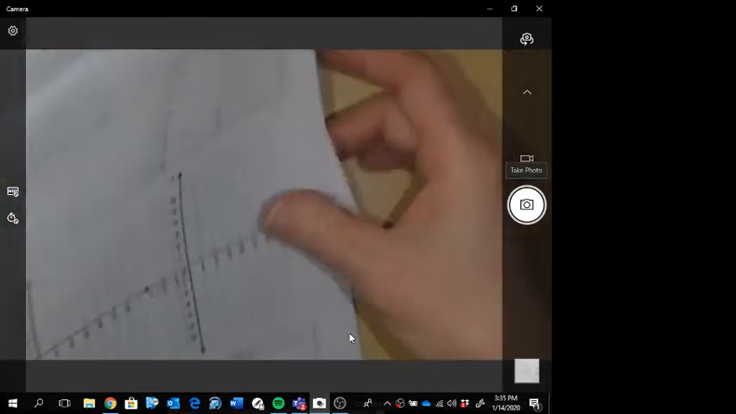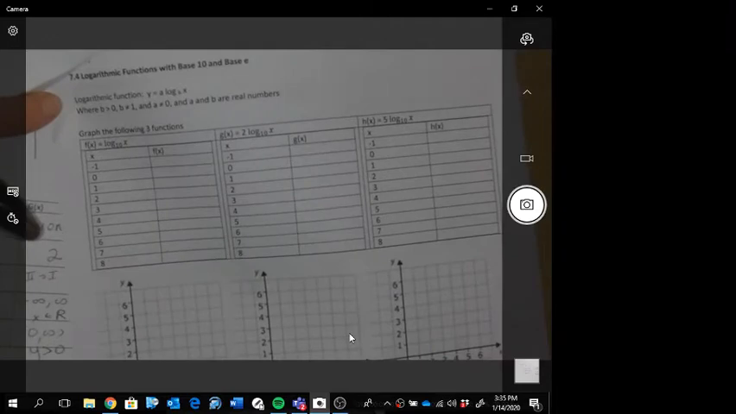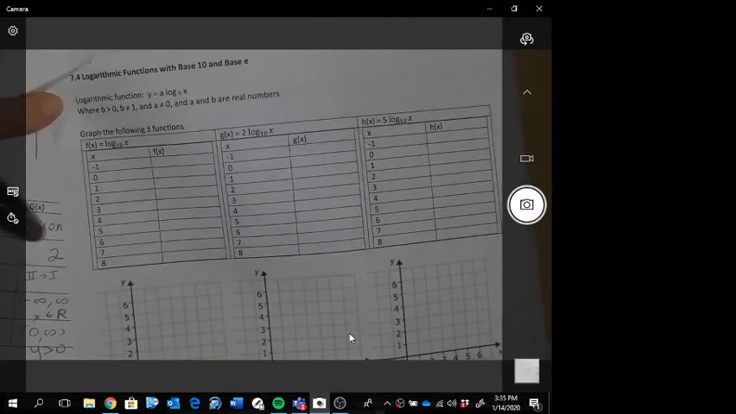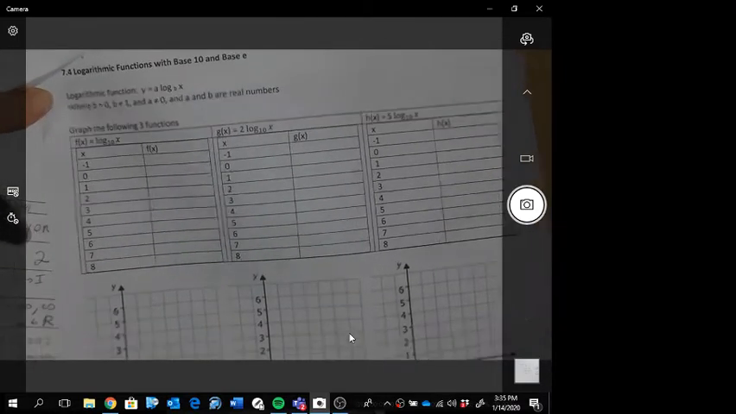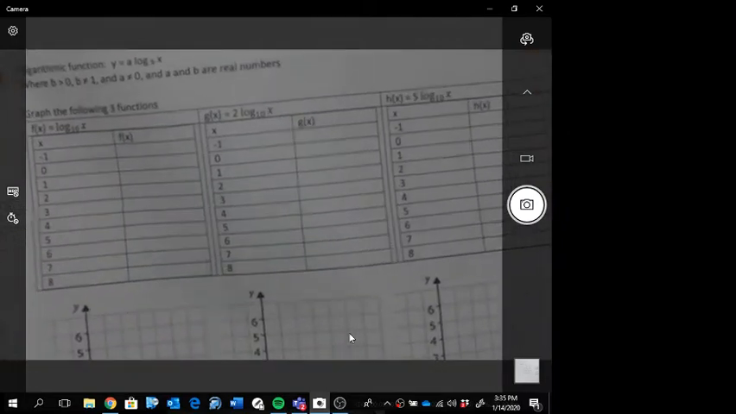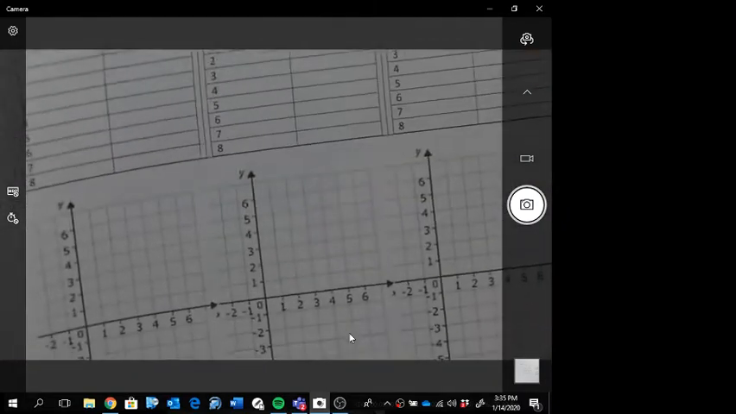Okay, today's lesson is 7.4, logarithmic functions using a base of 10 or a base of e. Okay, so if we're going to graph the following three functions here.